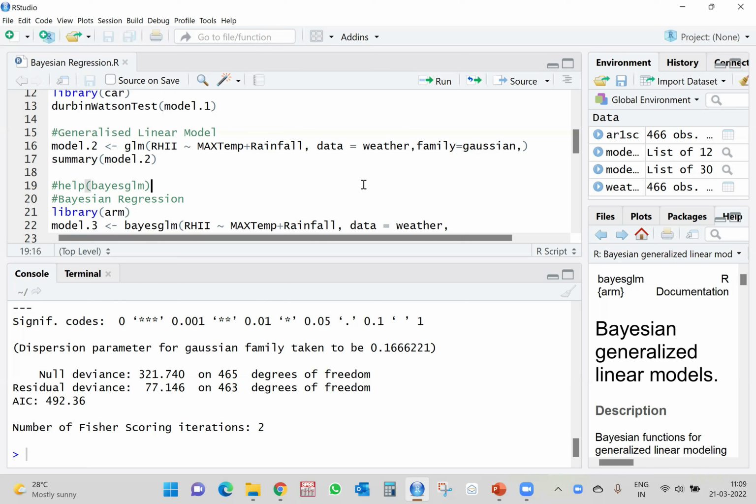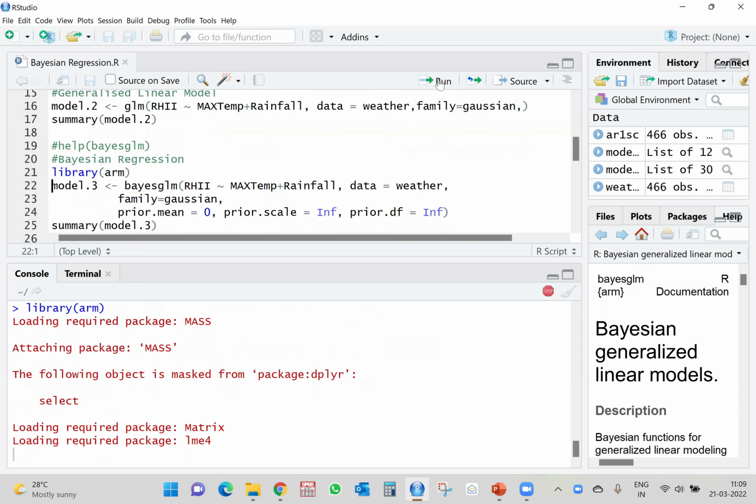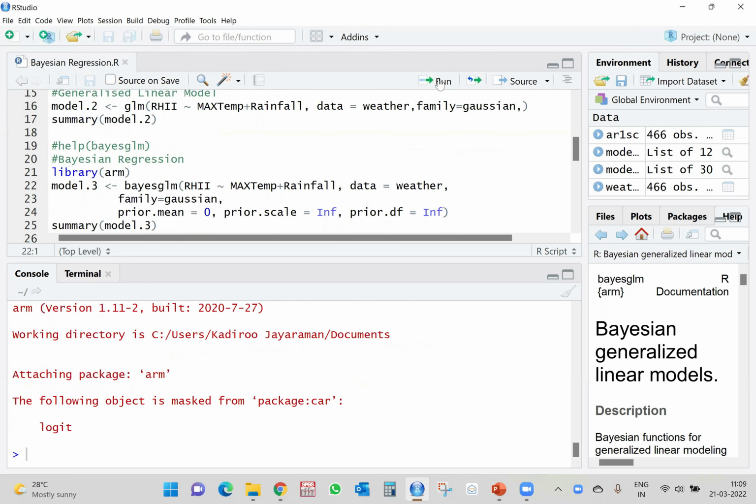So next we go for Bayesian regression using the arm package. Here we are fitting the same model with the bayesglm function under the assumption that the residuals follow a Gaussian or normal distribution.